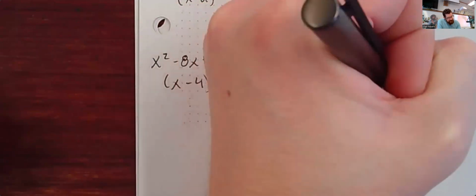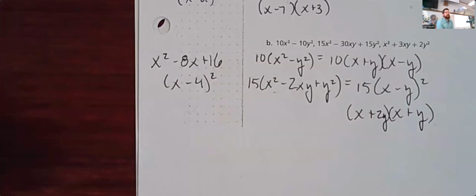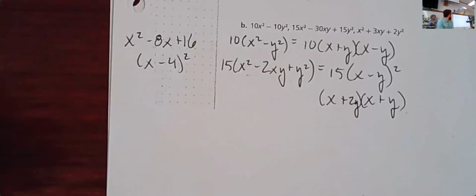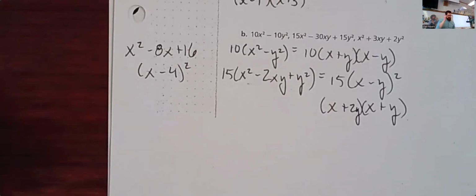2 and 1, yeah. So that'll be x plus 2y times x plus y. All right. So I'm going to actually use some colors here. So let's see. 10 and 15, all right. So we need a least common multiple between 10 and 15.